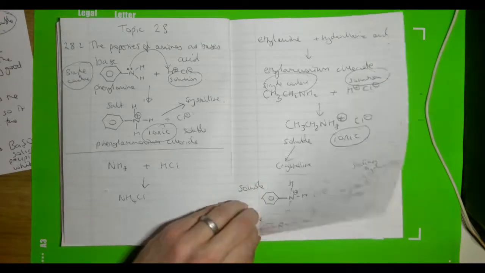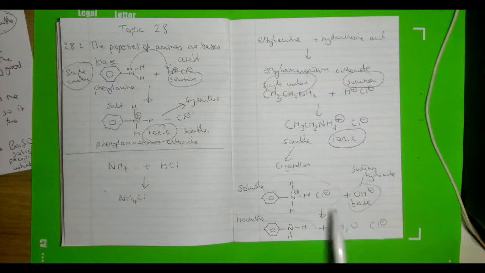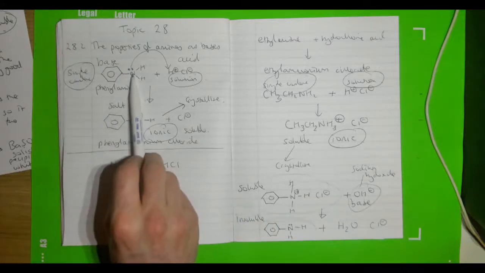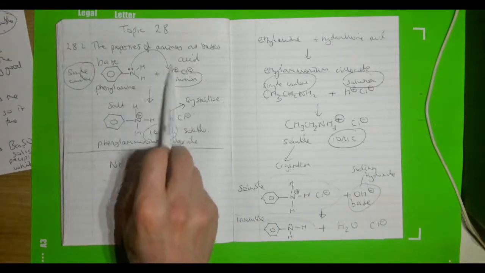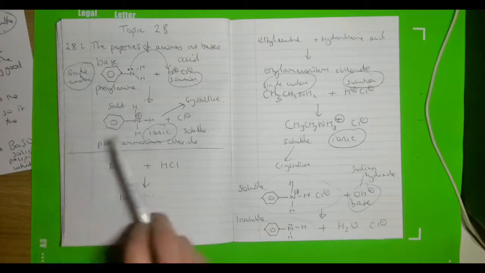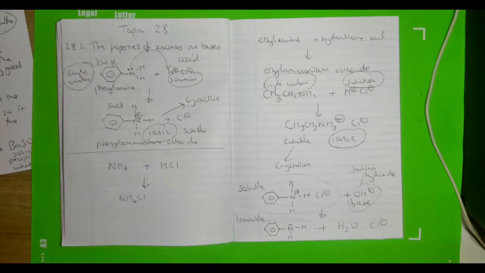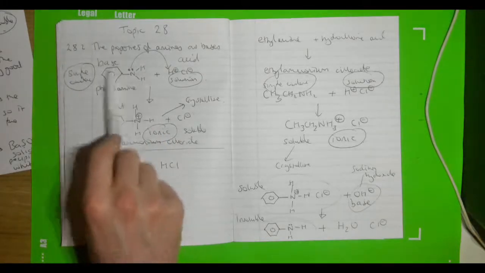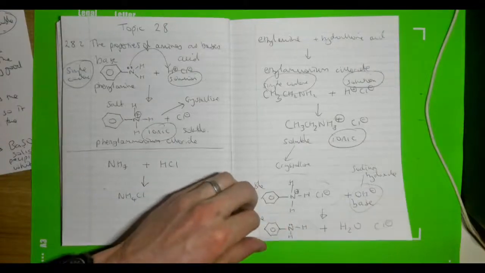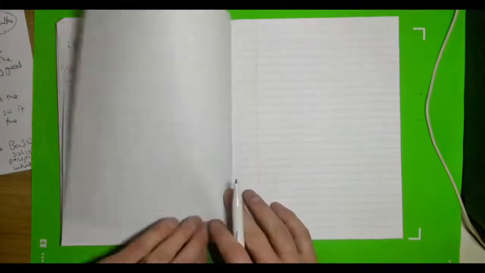So just a little observation there. We're now going to look at base strength of amines. We know a base accepts protons, and that's what's going to happen here, because we've got a lone pair and it's accepting a proton, so it's acting as a base. We're going to change the structure of the amine to look at the strength of amines as bases.